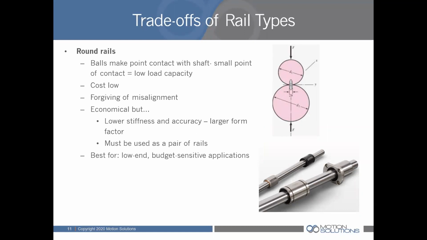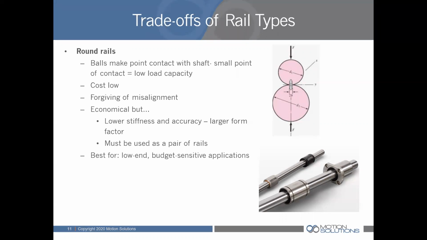Let's talk about some different types of guides that are available. We'll start with the round rails. So basically you've got a ball bushing on a round shaft, and inside that ball bushing is a ball recirculating. And as you can see on the diagram on the right, a ball on a round shaft results in a very small contact area. And so what that results in is low load capacity for the size of the bearing. And it also results in not being able to preload a ball bushing.